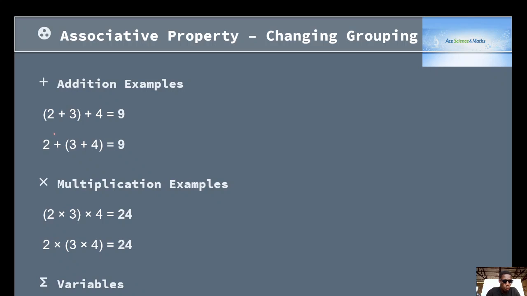So considering 2 plus 3 in one group, it gives us 5. And then we have 4. So if you add this to 4, you get 9.